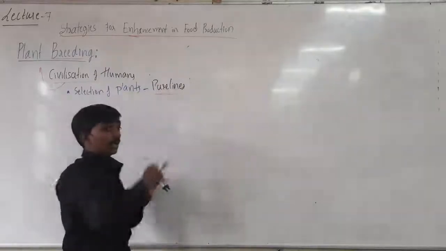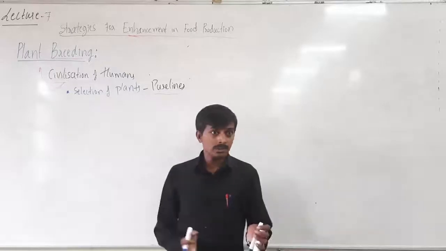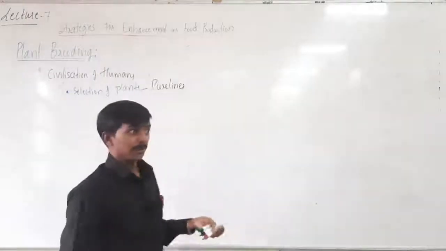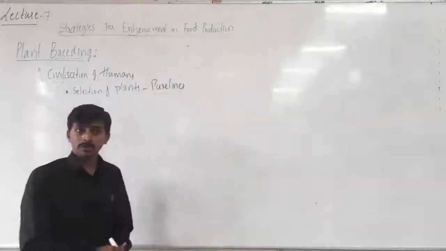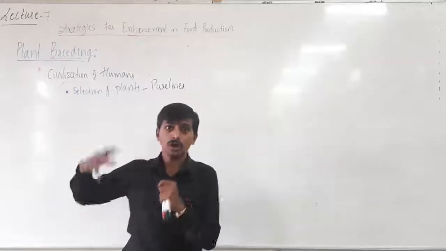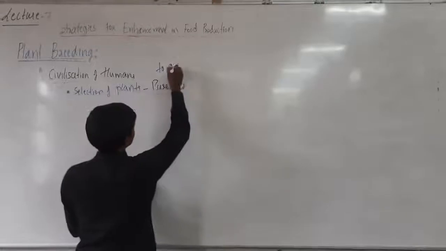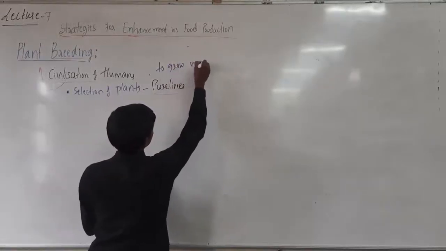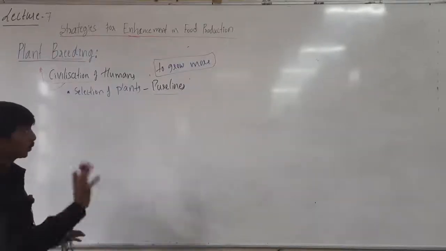Okay, what is pure line? In an earlier language, because some 100-200 years ago they were not educated, they did not have the idea what exactly is plant breeding. They just wanted to grow more. Their thought was just to grow more. So that is what they meant by plant breeding, just to grow more.